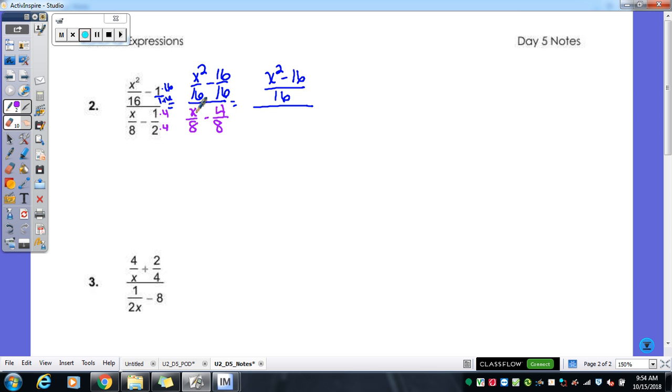So then our fraction for the denominator would be x minus 4 over 8. So again, now we do our keep, change, flip. We got fraction divided by fraction. So x squared minus 16 over 16 times 8 over x minus 4. So we got some factoring to do. This would be x minus 4 times x plus 4.